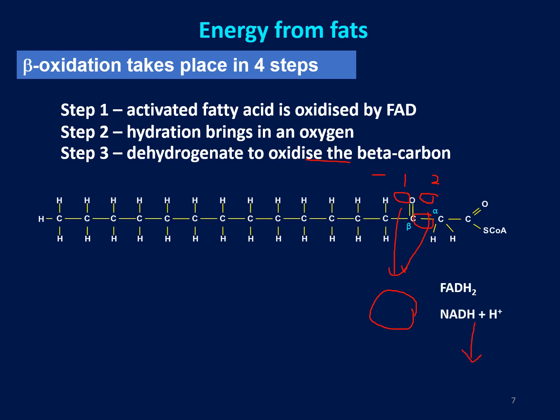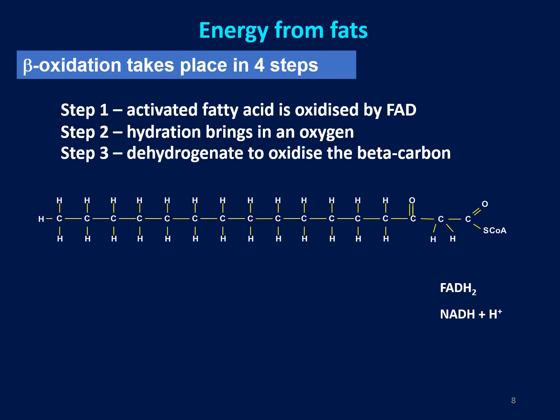So if you study the nomenclature of fatty acids, the carbon that is closest to the carboxylic group is known as the alpha carbon, while the second one is known as the beta carbon. So you could see how step 3, the oxidation step, happens right at the beta carbon, and for this reason, this process is known as beta oxidation.